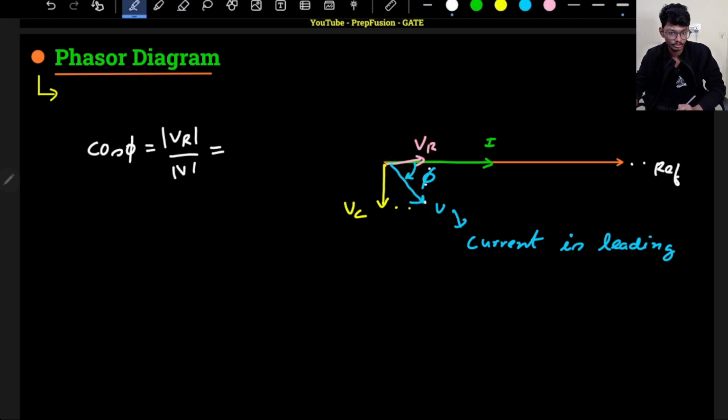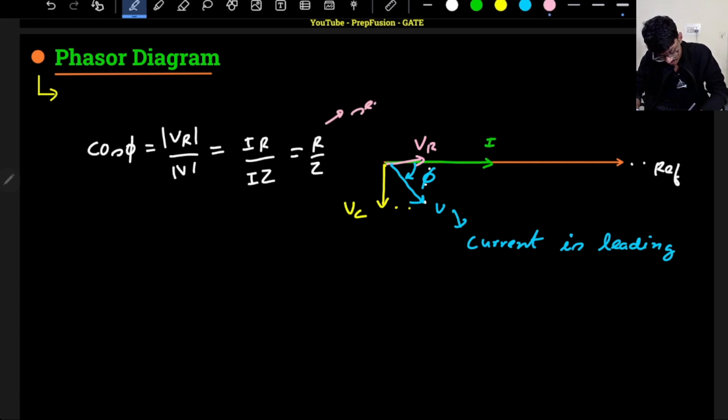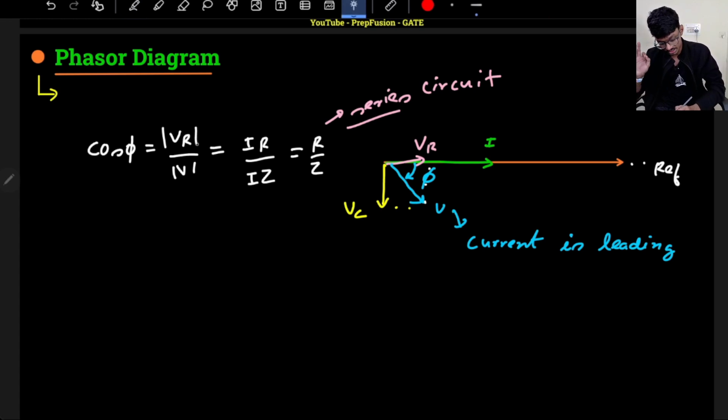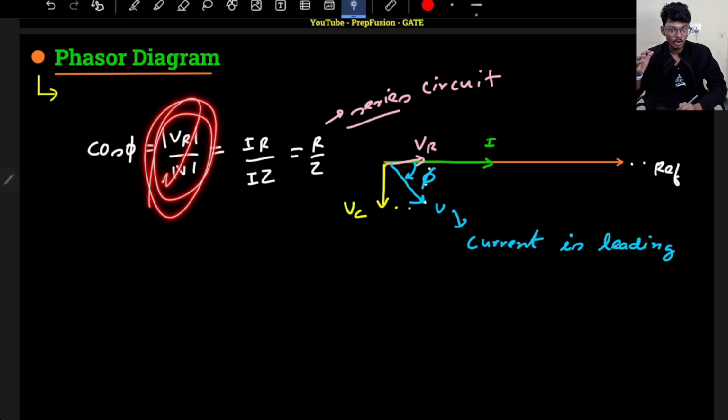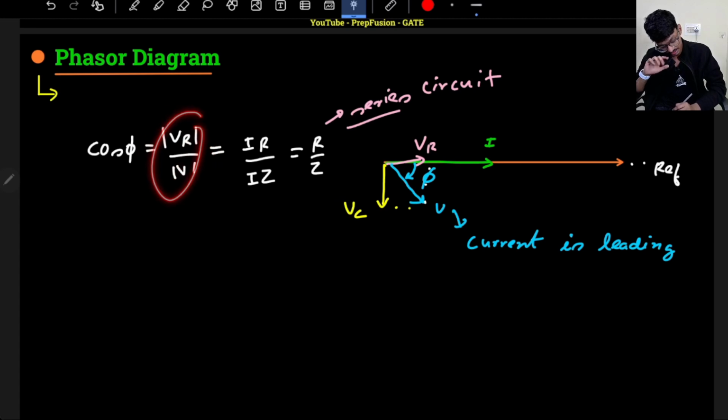Remember, whatever I am talking about is the magnitudes. So what is VR? VR is I into R, and V is I into Z. For a series circuit, it will be R by Z. So this formula is only valid for a series circuit. Right, don't mug this up. Only valid for a series circuit. Once I come to the parallel circuit in the next lecture, this will change. But what will not change?